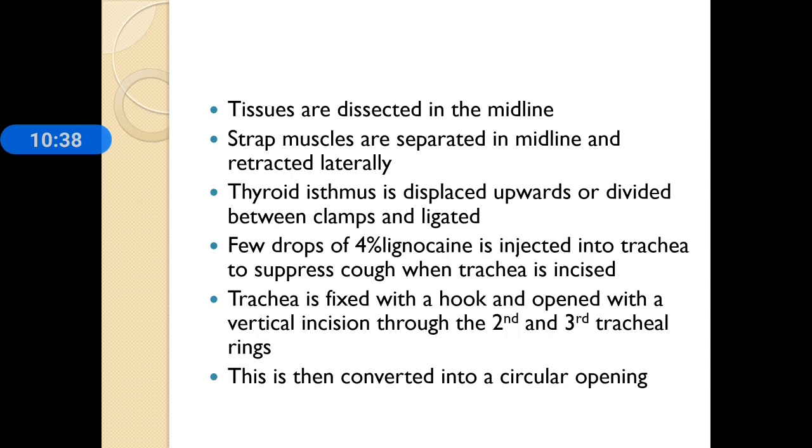In most cases it can be just displaced up using a thyroid retractor or using an instrument that is suited for it. Then a few drops of 4% lignocaine is injected in the trachea to suppress the cough, which is likely to happen when you incise the trachea. The trachea is fixed with a hook and opened with a vertical incision through the second and third tracheal ring. This vertical incision is then converted into a circular opening by taking off a piece of the trachea and removing it out.